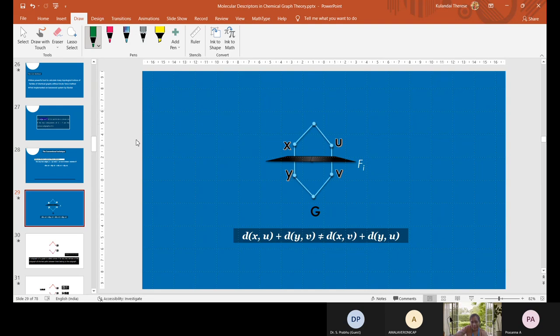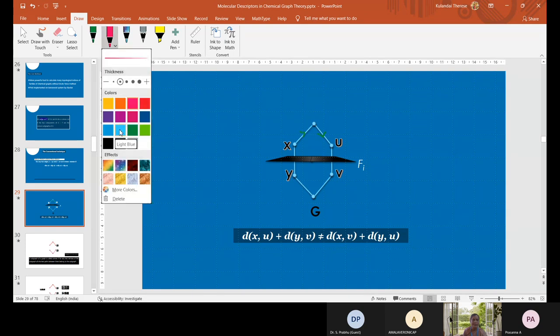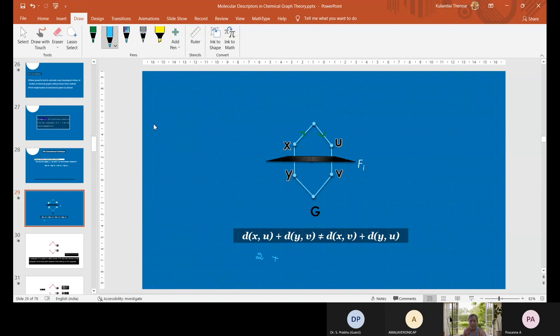Here you can see D of x, u. D of x, u means the distance from x to u. The distance D of x, u is 2 and D of y, v means it starts from here to there. This is the shortest path. The distance is 2. And D of x to v we have to calculate. Therefore, this is the path. X to v, the distance is 3. And D y to u we have to calculate. Y to u means 1, 2 and 3. Therefore, the distance is 3. So, totally 4 and this is 6. This is not equal. Therefore, we can apply the cut method.